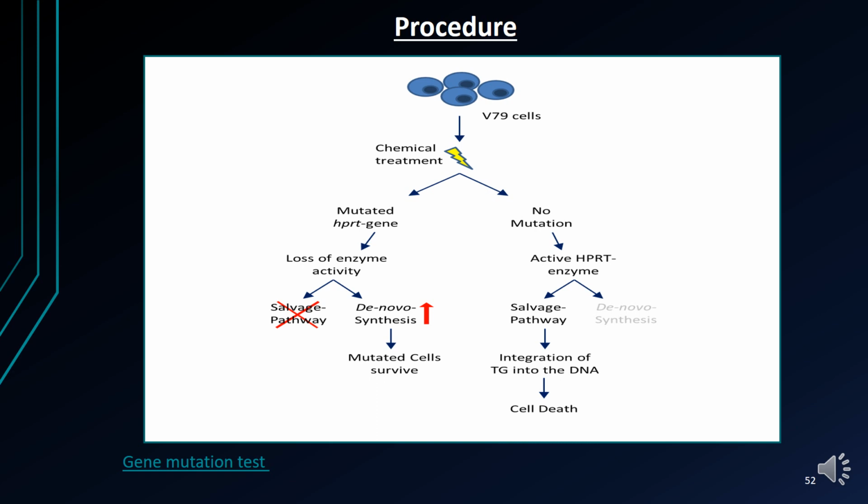cell will follow the de novo synthesis pathway, and at the end the cell gets mutated and it survives in the medium. But if no mutation occurs after the treatment with the chemical, then active HPRT enzyme is available and it will follow the salvage pathway, and there is integration of a test gene into the DNA and ultimately it leads to cell death. So it indicates that the test substance has genotoxicity property and it leads to cell death. That means our chemical substance is not suitable for use in the body.